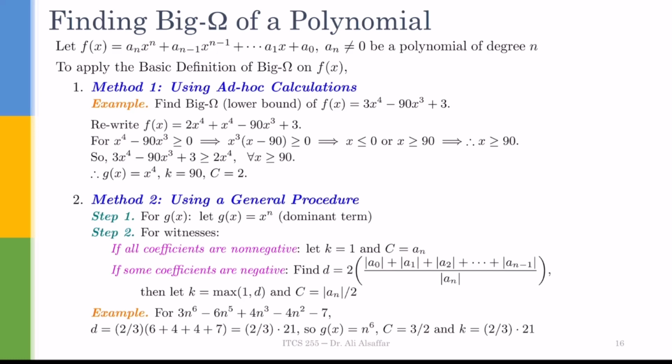So in this case, g of x will be the power of x of the dominant term, which is n raised to power 6, and c will be equal to the coefficient of the dominant term 3 divided by 2, and k will be the maximum between d and 1, and the maximum is equal to 2 over 3 multiplied by 21.